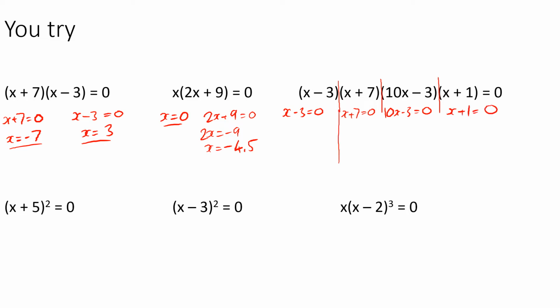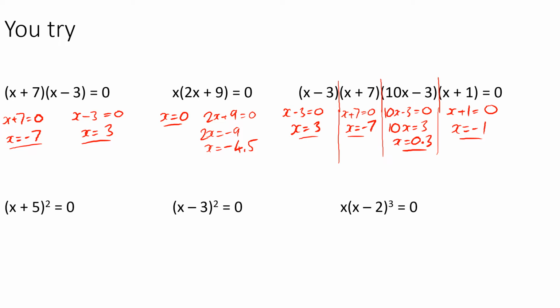You take each of the brackets, you set them equal to 0, and then you solve the bracket. So it's just add 3 there, just take away 7 there. It would be add 3 and then divide by 10, and it would be take away 1 there. So your solutions would be 3, minus 7, 0.3, and minus 1.